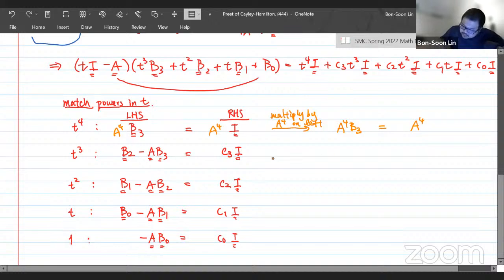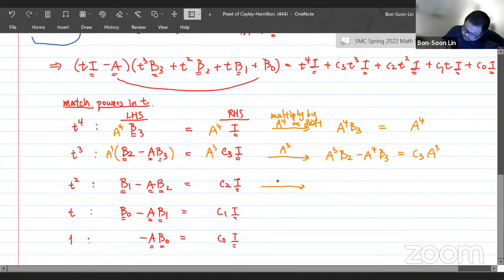And then for the next one, I'm going to multiply by A cubed. Okay, so that's A cubed times this. A cubed times, I guess I should have just written it, but I will just write it out over here. So I get A cubed B2 minus A fourth B3. That is equal to C3 A cubed.